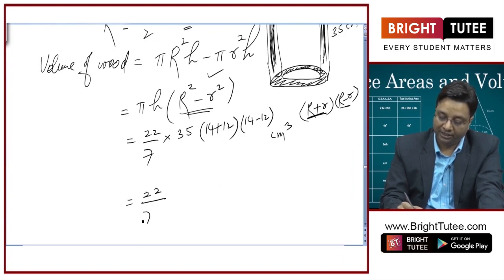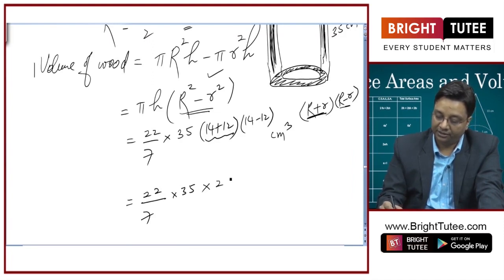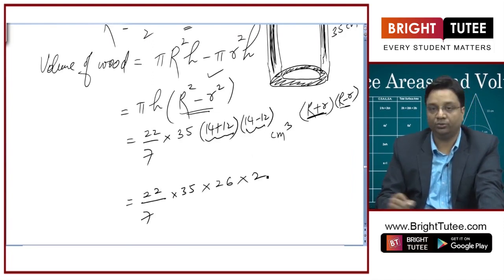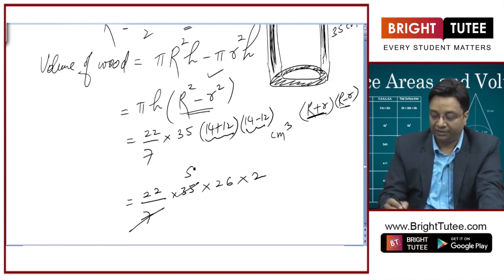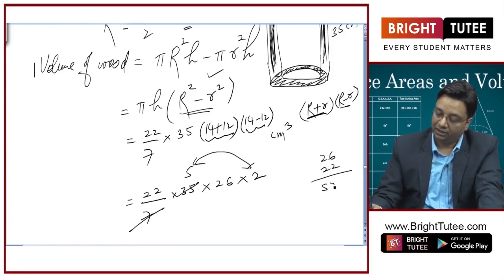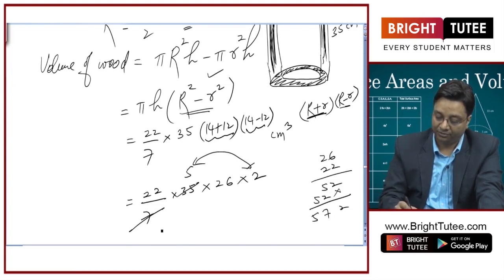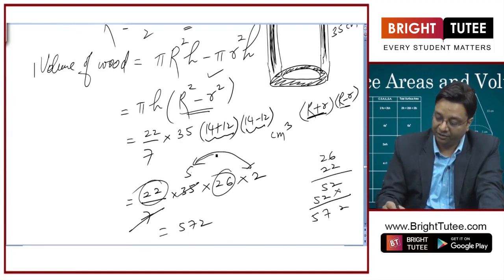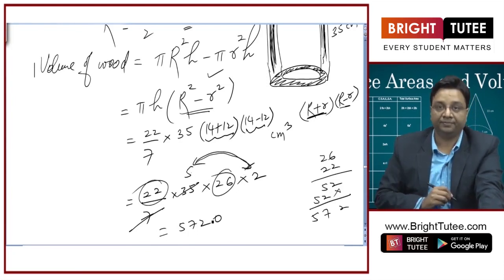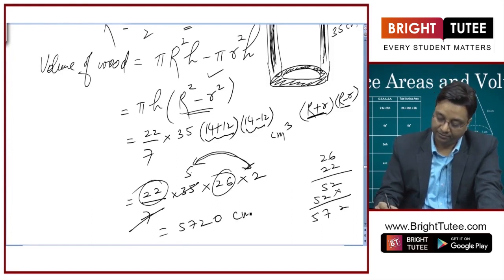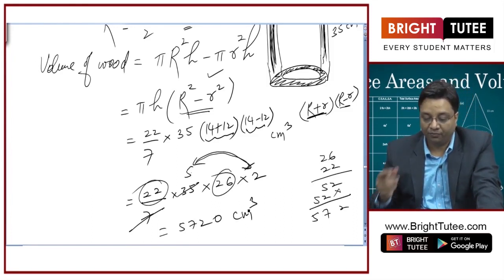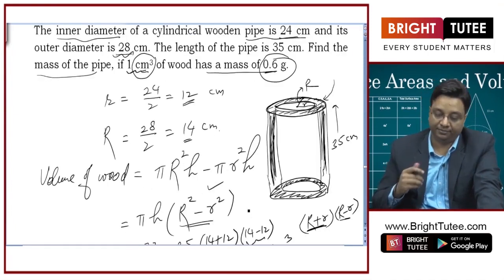So 22 by 7 into 35 into 26 into 2. Now this will give you 5 here, 5 into 2 is 10, and 26 into 22 can be calculated here as 572. So 572, this 22 into 26, and 5 into 2 will give you 10, so a 0 here. 5720 centimeter cubes is the volume of wood used to make this pipe.